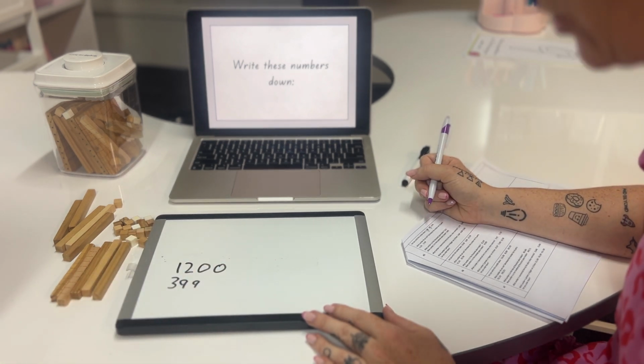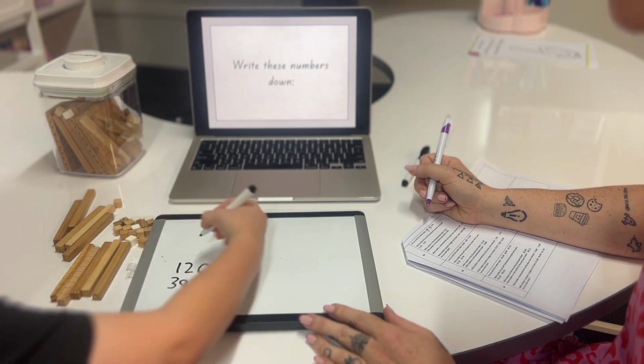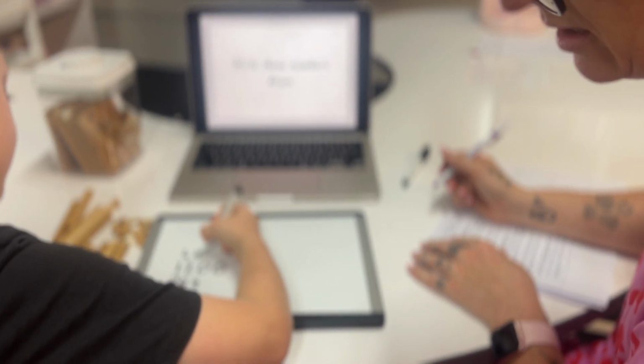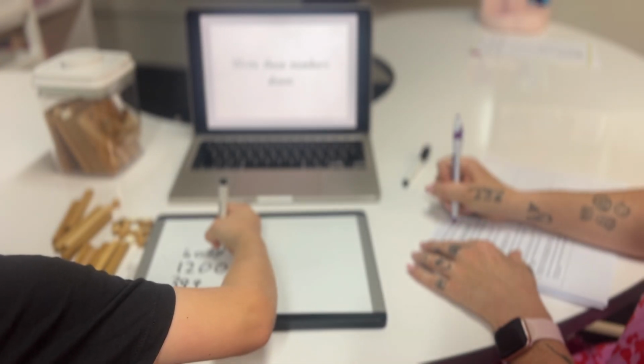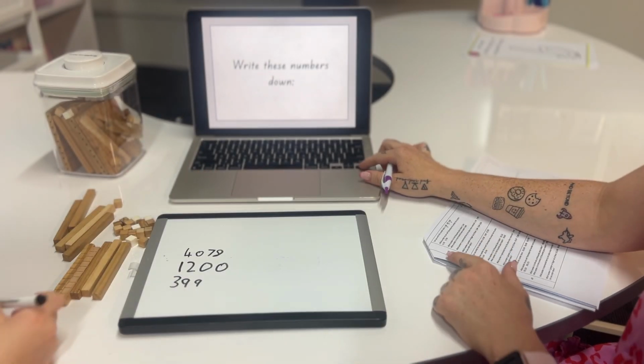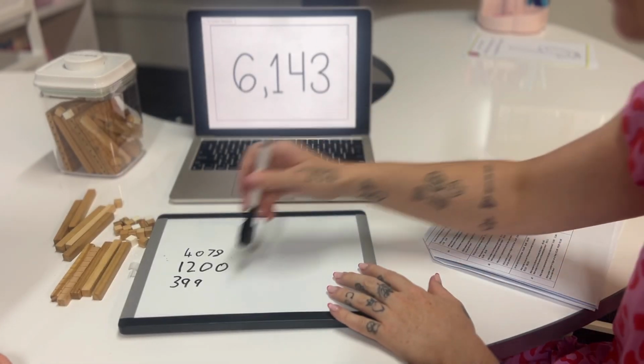What about this one? This is a little bit trickier. 4,078. Look at you go. That's okay. It's a little bit smushy, eh? That's all right. What number is this one here? It's a big one.